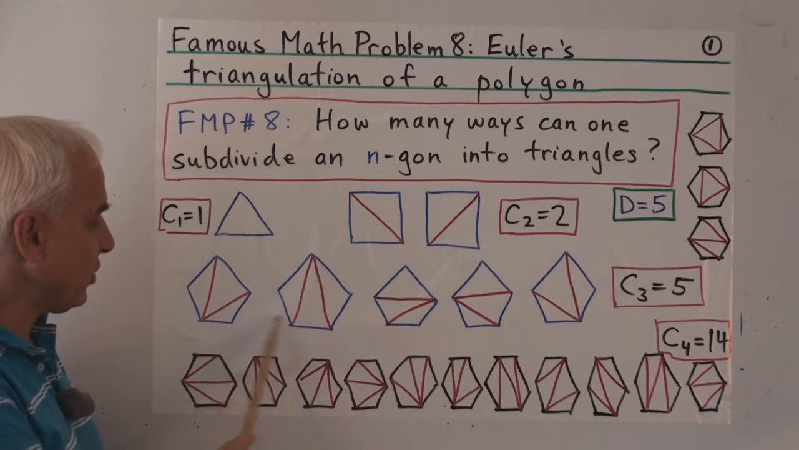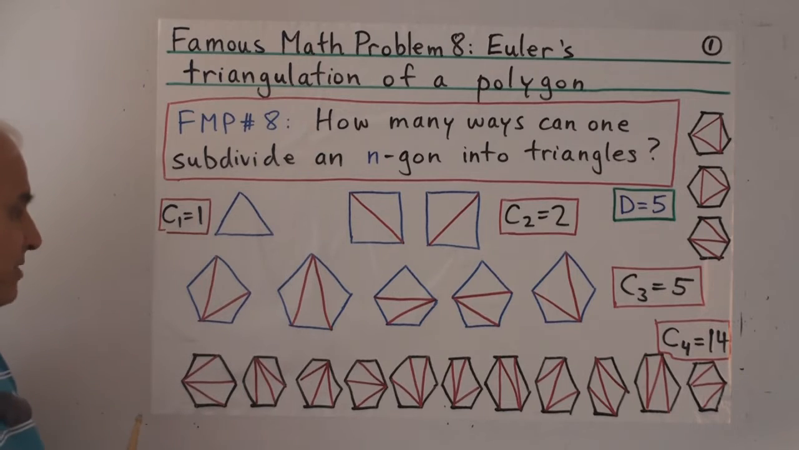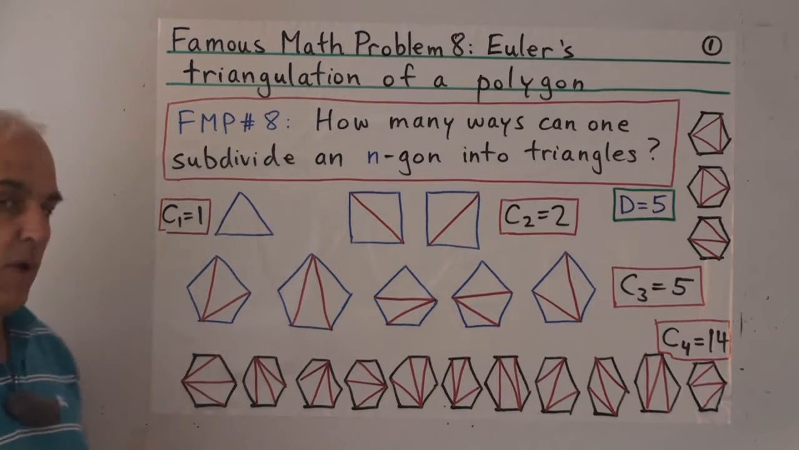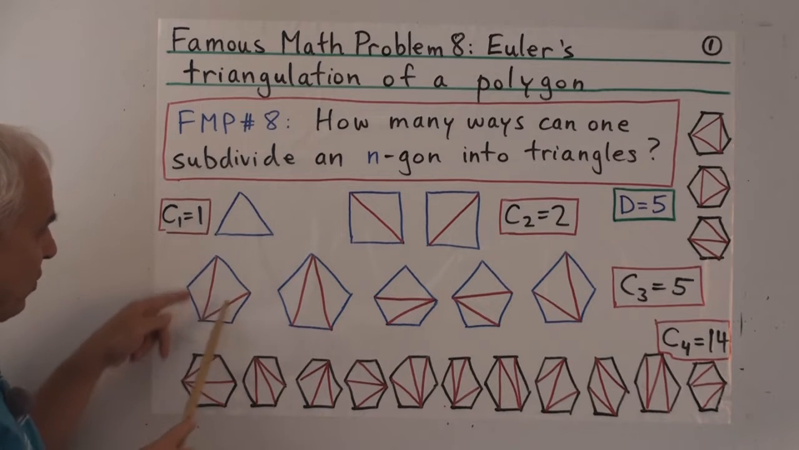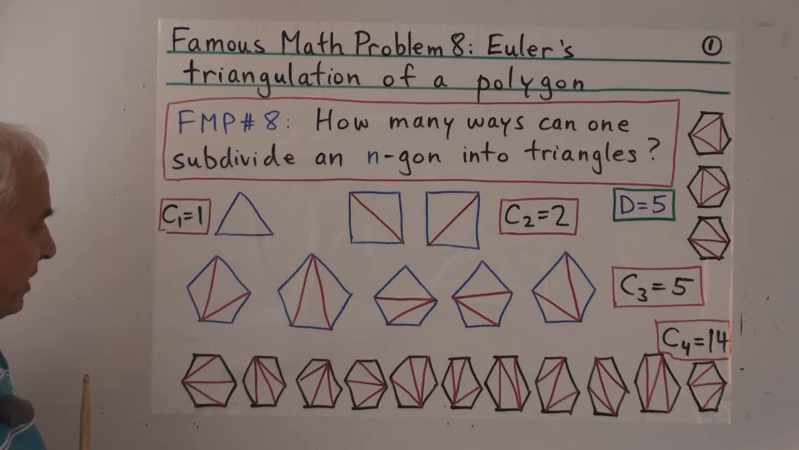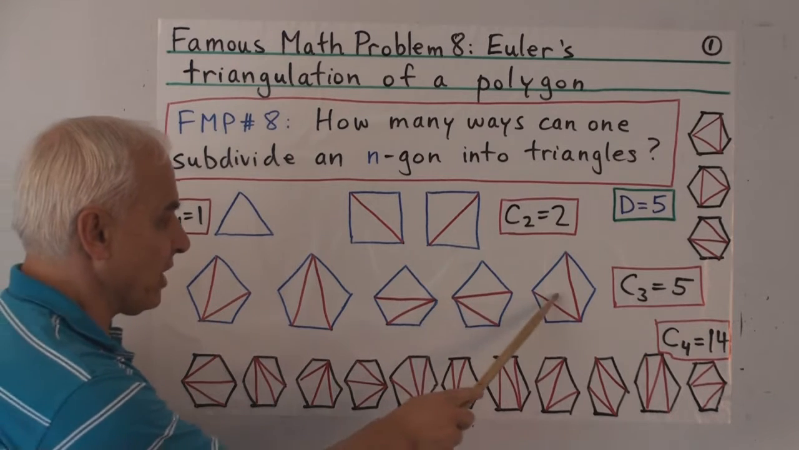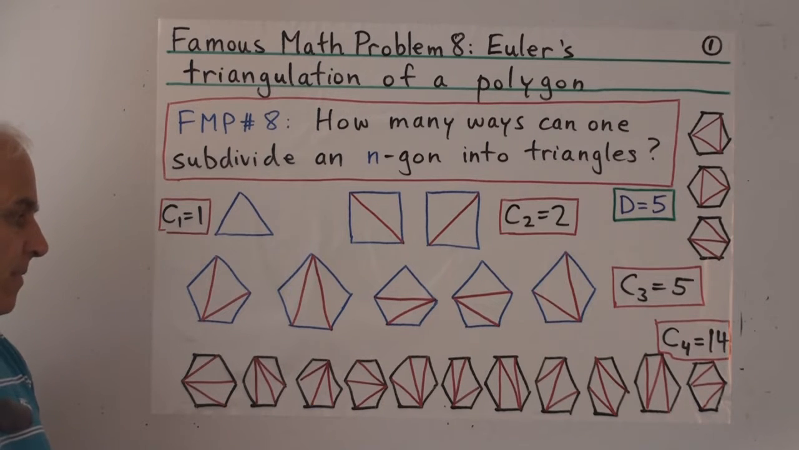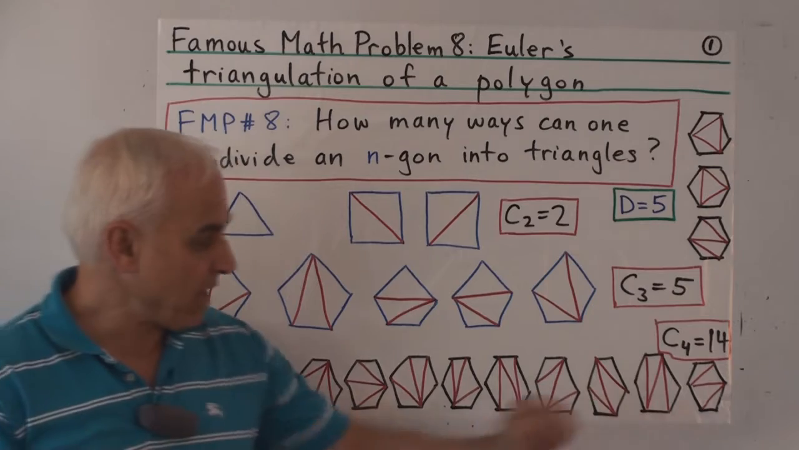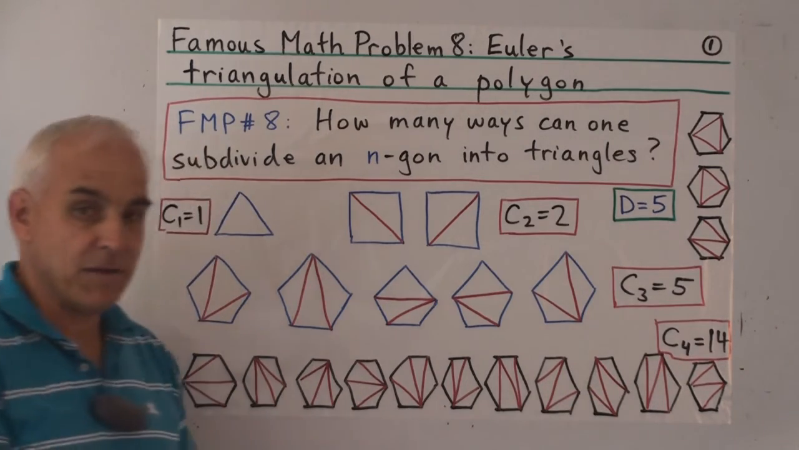Then after that we move to the case of a pentagon, and then there are 5 ways of subdividing a pentagon into triangles. Basically one way for each vertex. At each vertex you're allowed to make 2 diagonals that proceed from it, and there are 5 vertices, and so there are 5 symmetrically placed ways of subdividing a pentagon. For the hexagon it becomes a little bit more interesting, where there's 14 different ways.